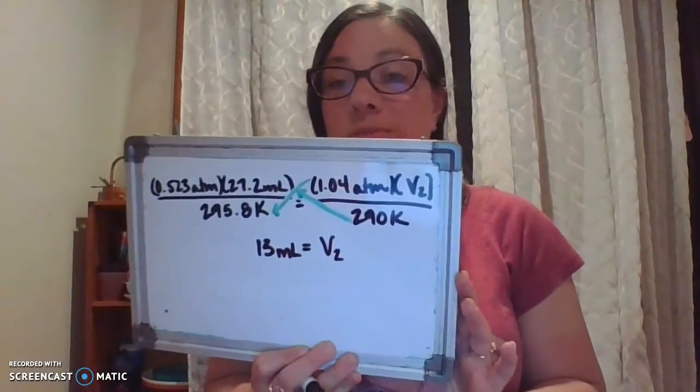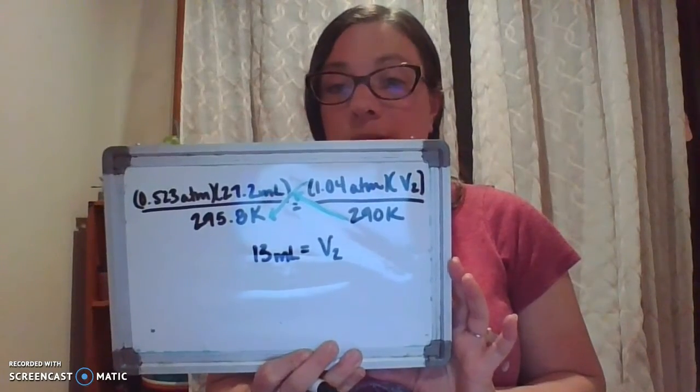So what that means is that I'm going to start with my numerator, 0.523 times 27.2 times 290. I brought the 290 over from the product side. And I'm going to divide that by 295.8, and I'm going to divide again by 1.04. And that'll allow me to isolate volume 2, which will equal, let's take a look at my sig figs here, we want 2 sig figs, 13. And because the unit on my given volume initially was milliliters, the unit on the answer will be milliliters.